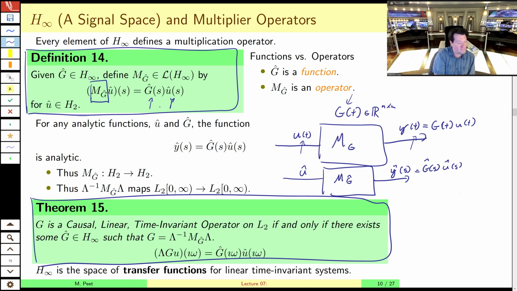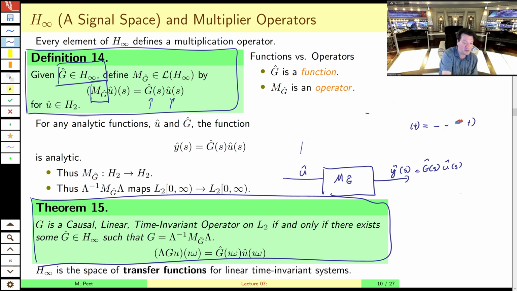So is this okay? Can we do this? There are certain results which tell us that if g hat is in h infinity, then we can. So basically, if g hat, that function, is in h infinity, then if u hat is in h2, then y hat will also be in h2.